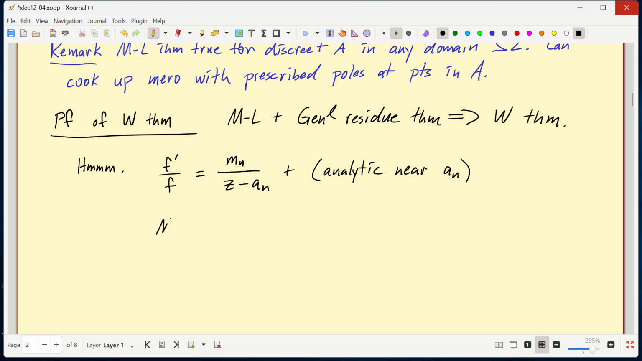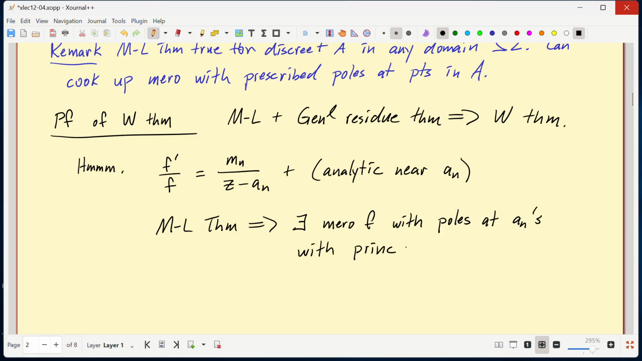Okay, that's something to think about. And I think about the Mittag-Leffler theorem implies there exists a function with those principal parts, with poles at the an, exactly those principal parts, what we would expect: mn over z minus an. Okay, so that's one thinking out loud thing.